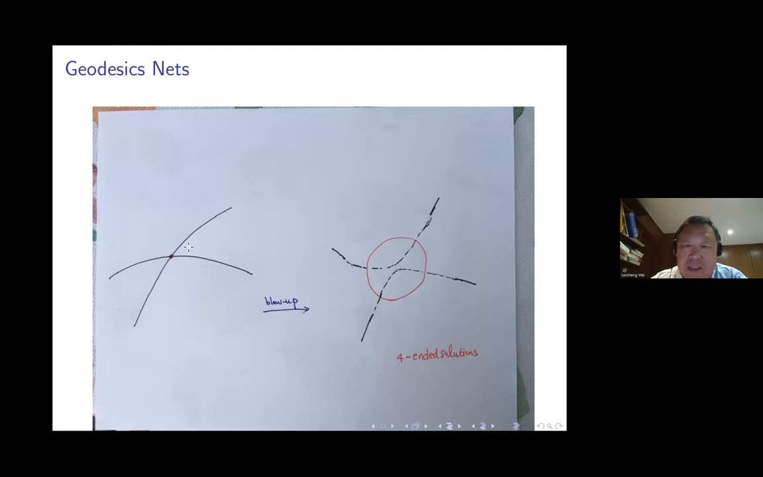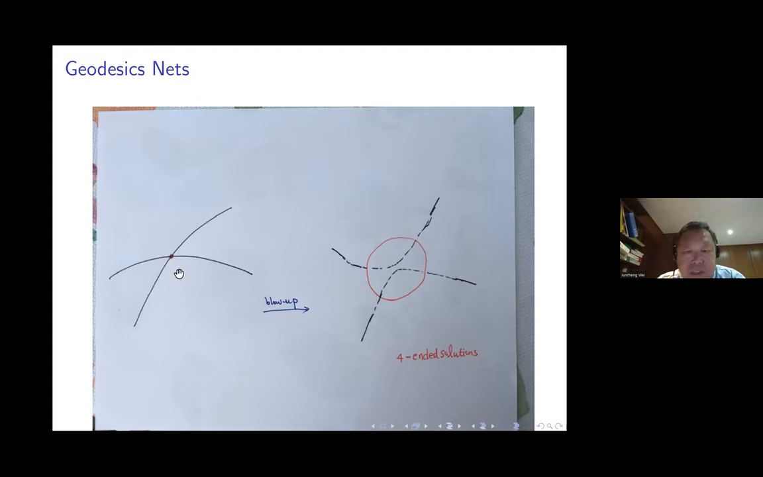But if we blow up at the crossing, what you really see is this picture. You're gonna see this kind of hyperbola. And if we blow up furthermore, what you're gonna see is a four-ended solution for Allen-Cahn.